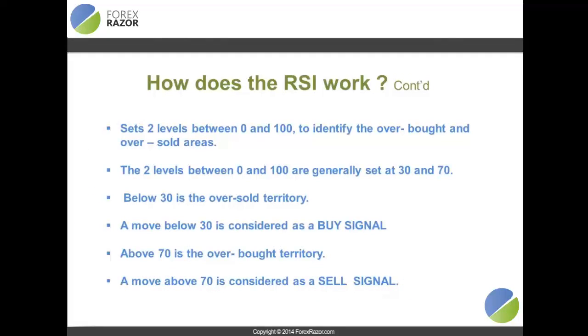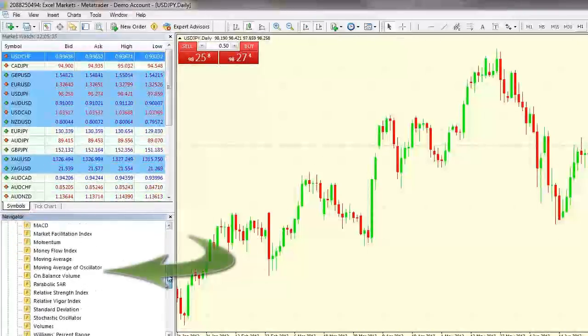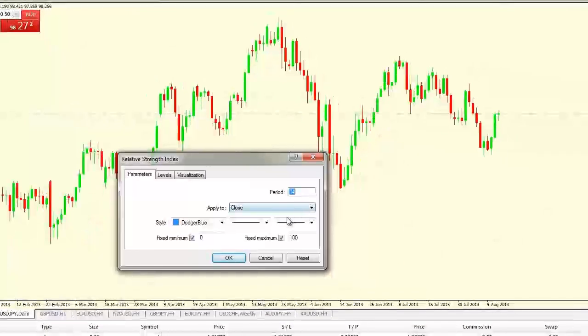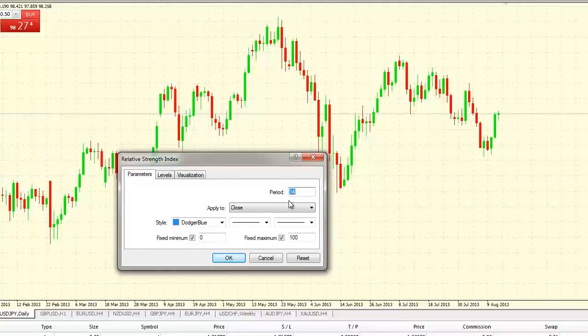Let's have a look at this on the trading platform to understand this better. We consider applying the RSI indicator onto the dollar-yen chart, as we can see over here. You can select the indicator from the list of indicators in the navigator window. As you can see, the period for the RSI is 14, which is the most commonly used period. You can change this, however, based on your preferences. We shall keep this as 14.